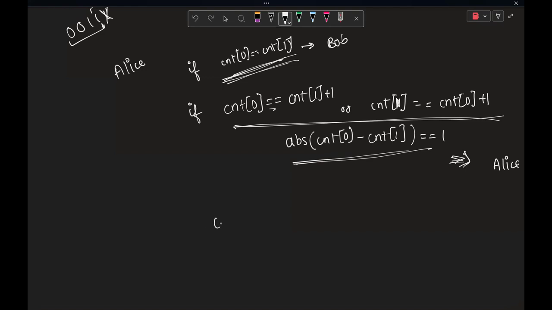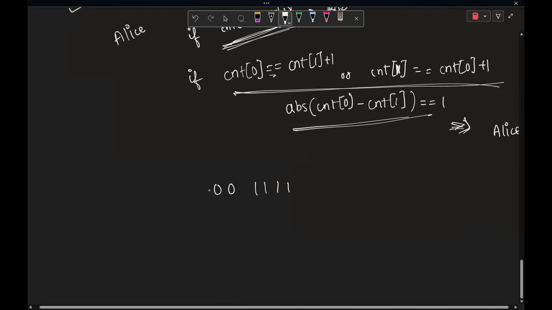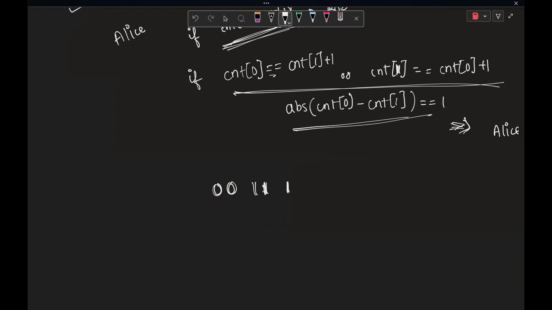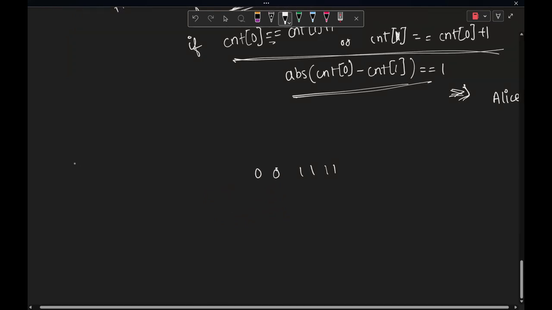Otherwise, let us say if it is something like 0 0 1 1 1 1 1 1 1 2 3 4 5 6 7. Yeah, maybe let me just reduce a few of them. Okay, so if it is something like 0 0 1 1 1 1, if the string is something like this, in that case, right now n is 6.